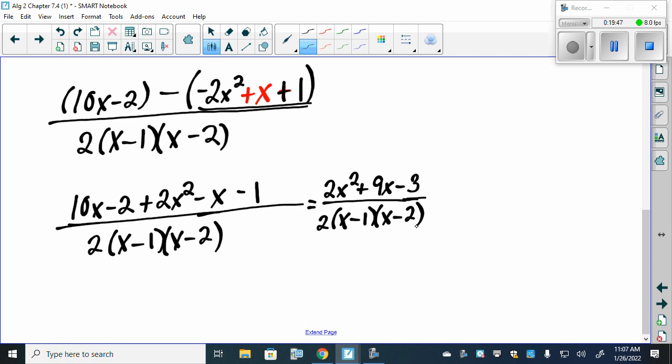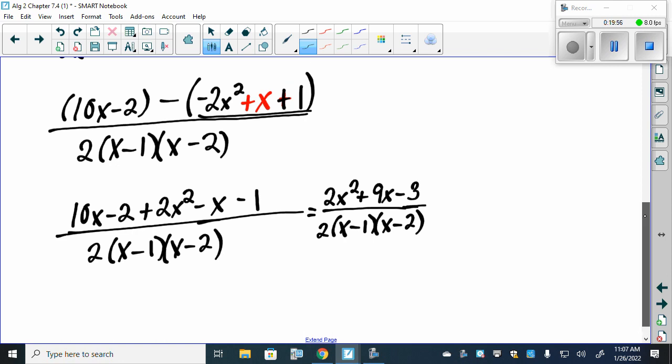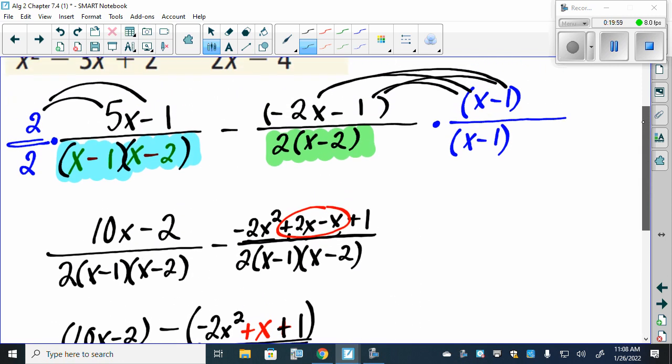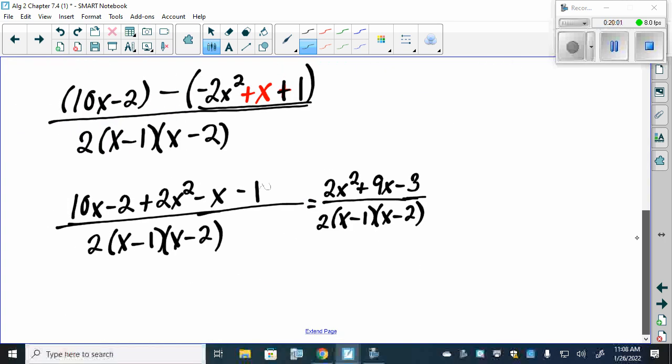Now, is there a greatest common factor between 2, 9, and negative 3? Yep, okay. What is our greatest common factor between the top three? No. And most likely, we're not going to be able to use the factors of 2 and factors of 3 to somehow manage to get to 9. It's just not going to work. So this here is our final answer. Any questions on this here?